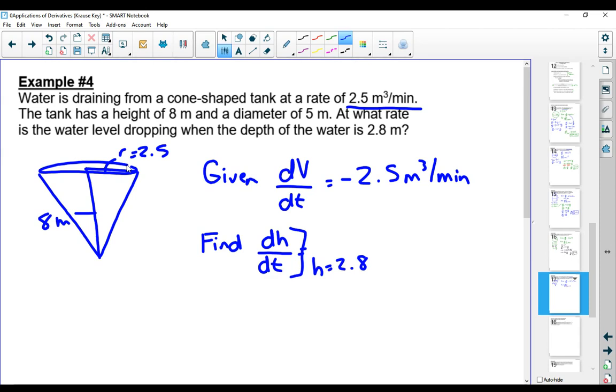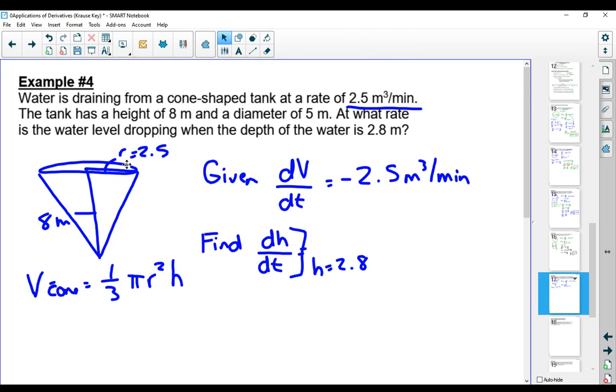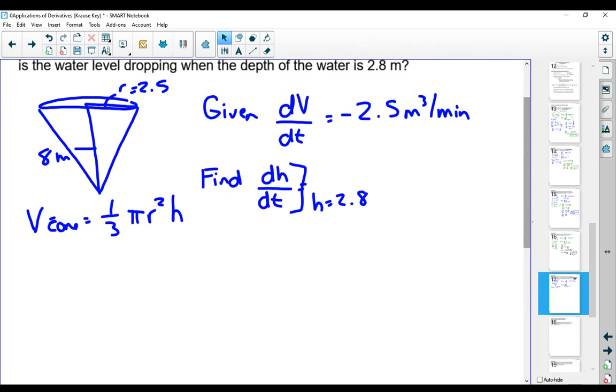So if we look at the formula for the volume of a cone, we have 1/3 pi r squared times height. And here's a problem. Our question has velocity and height, and our formula has an r. So we're going to have to come up with a new formula, or derive a formula, that only uses height and volume. And so we're going to have to find a way to represent the radius using h. And this is where some similar triangles are going to come in.